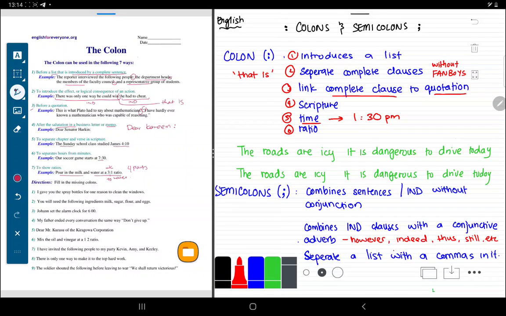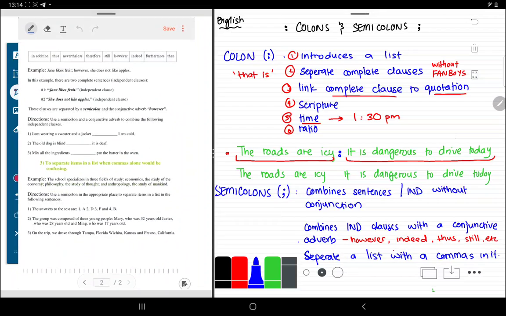All right? So just an example, we have a sentence here that says, the roads are icy, it is dangerous to drive today. So this is an independent clause, and this is an independent clause, right? So our colon would go here. Moving on to semicolons.